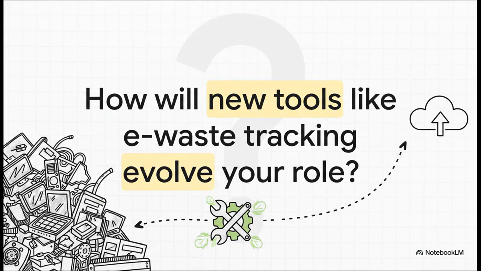But of course, this toolkit isn't set in stone. The Act is already changing, with new things like Section 34CA paving the way for mandatory electronic waste tracking. So I'll leave you with this question. As technology and the challenges we face continue to evolve, how will you need to adapt your tools and your role to meet them?